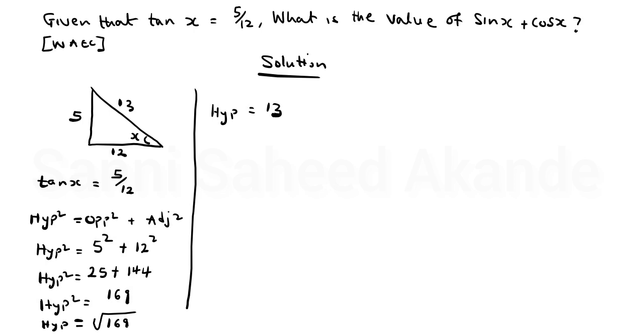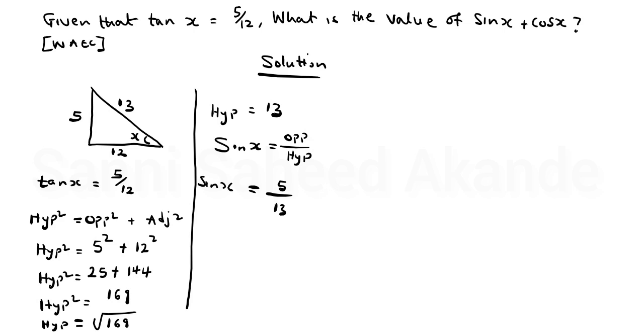Now that I know the three sides of this triangle, I can go ahead and find sine x. Sine x will be equal to opposite over hypotenuse. What is my opposite? The opposite is 5, divided by what is my hypotenuse? 13. So sine x is equal to 5 over 13.